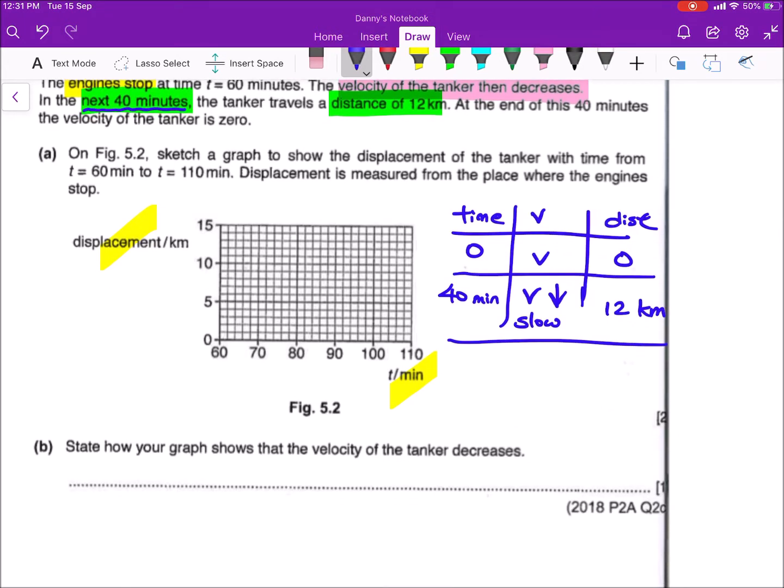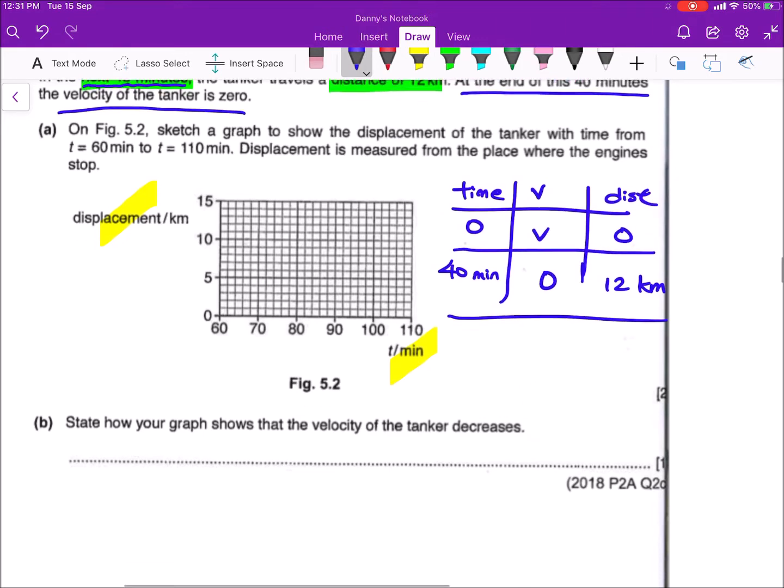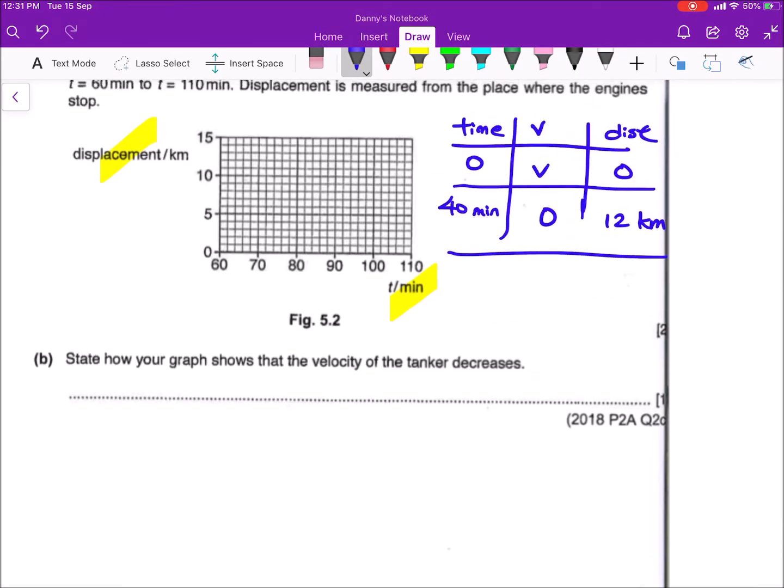Then after that, it says here, at the end of this 40 minutes, the velocity of the tanker is 0. So from reading this context, I then realized that, oh, it is not just velocity slowing down. After 40 minutes, it actually stops, right? So in another word, if I were to sketch this out in a velocity time graph, from 0, I start off with some velocity, and then after 40 minutes, basically my tanker will stop. Would this be a straight line?